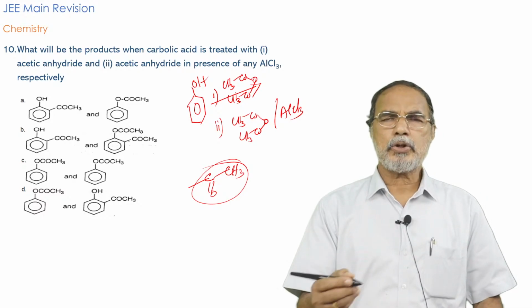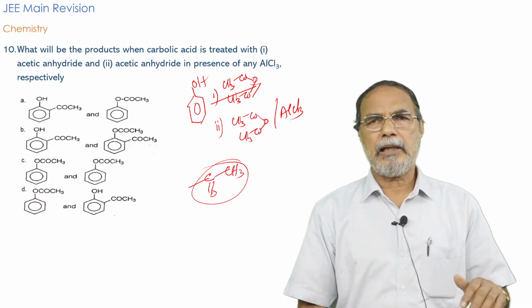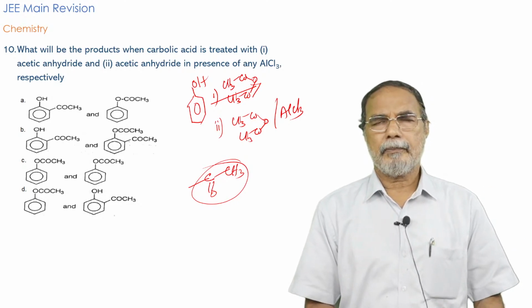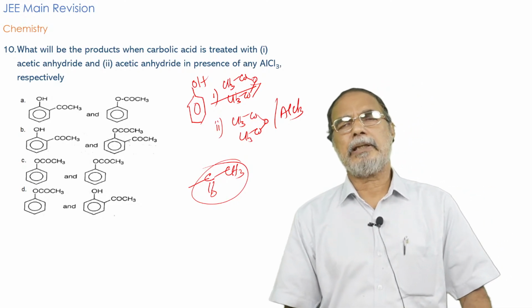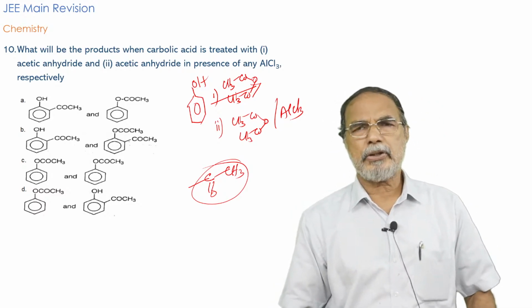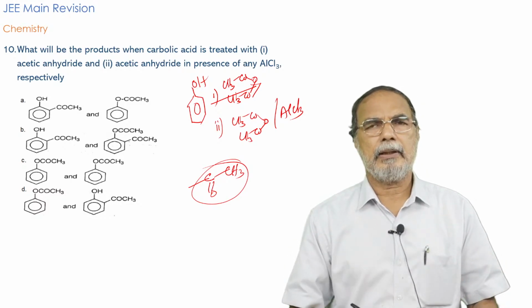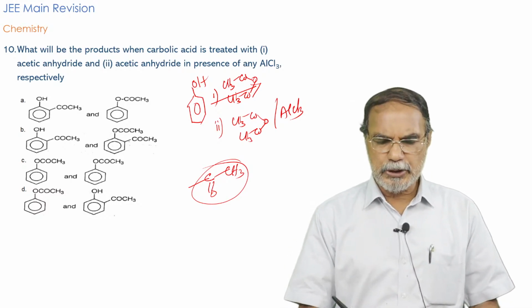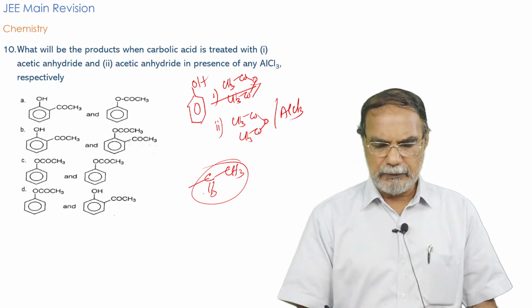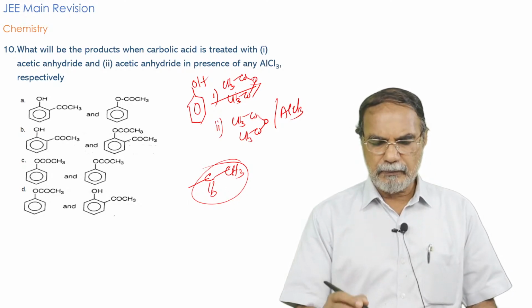And the reagent used for this purpose is acetyl chloride or acetic anhydride. Acetyl chloride or acetic anhydride is a reagent which can be used to carry out the reaction known as acetylation. Acetylation means replacement of a hydrogen atom of the OH group by COCH3 group. So that is exactly what happens in the reaction with acetic anhydride.